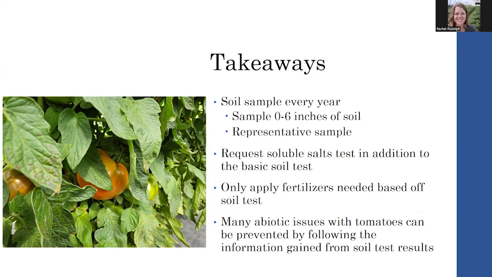The main points that I'd like people to take away from this are that it's important to soil sample every year, especially for tomato production and especially in high tunnels, as a lot can change in just a few months. Be sure to request a soluble salts test in addition to the basic soil test. Only apply fertilizers needed based off the results of the soil test. And many abiotic issues which can affect yield and marketability with tomatoes can be prevented by following the information gained from the soil test results.